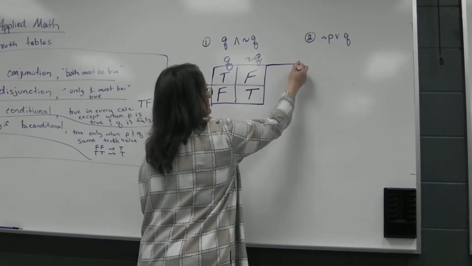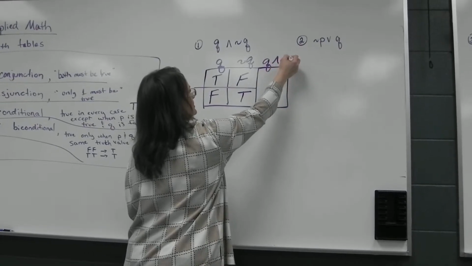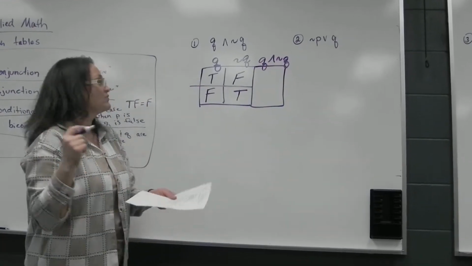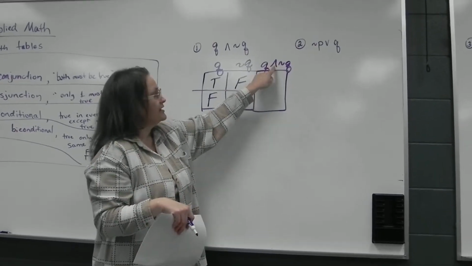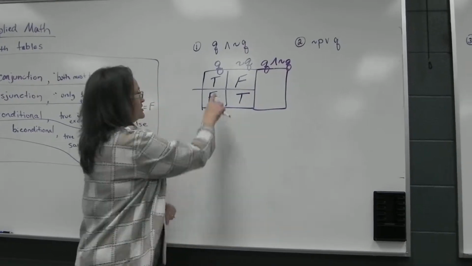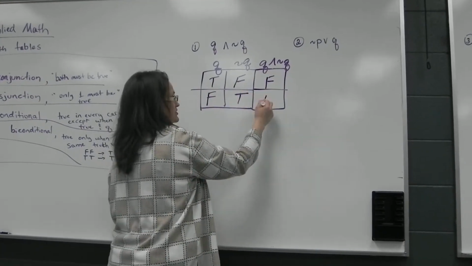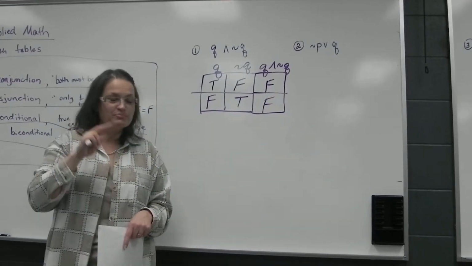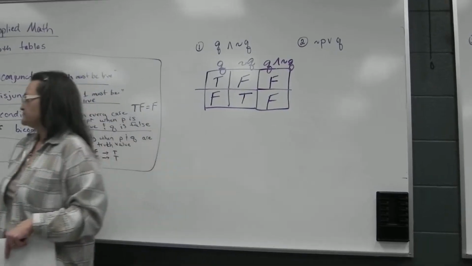Then the next column says to do the whole sentence, the compound statement, Q and not Q. Now for what we said over there, if you have the inverted V, and means that they have to both be true before you say true. So we have a true and a false, so that's not true. And we have a false and a true, so that's not true. Remember, they have to both be true before you say true in an and statement.